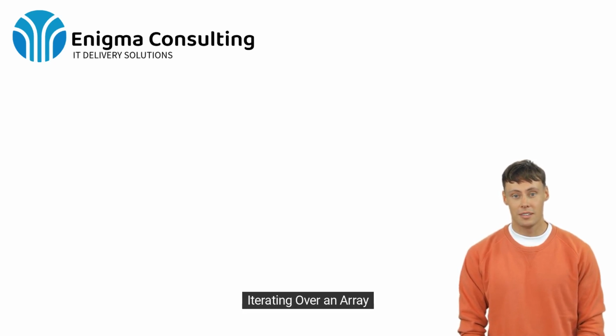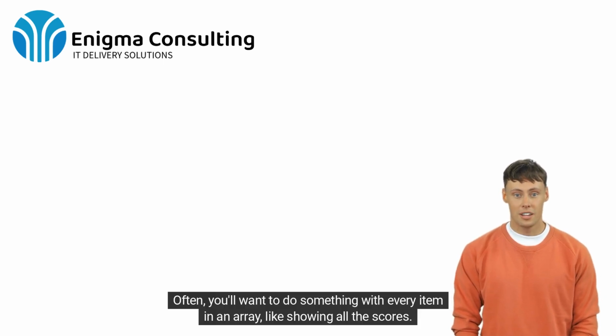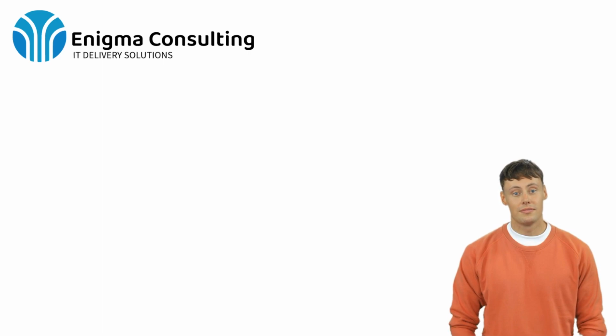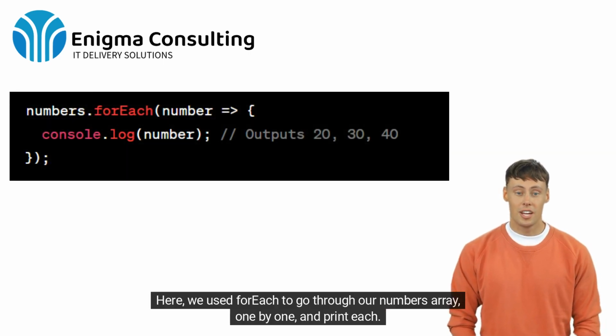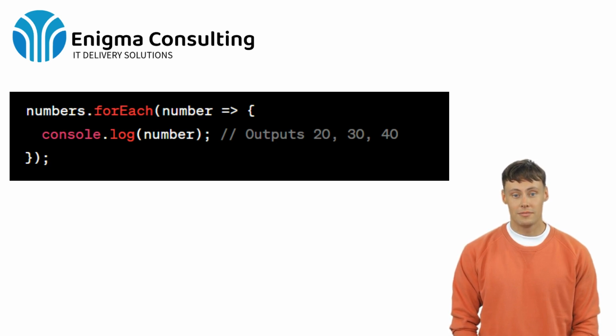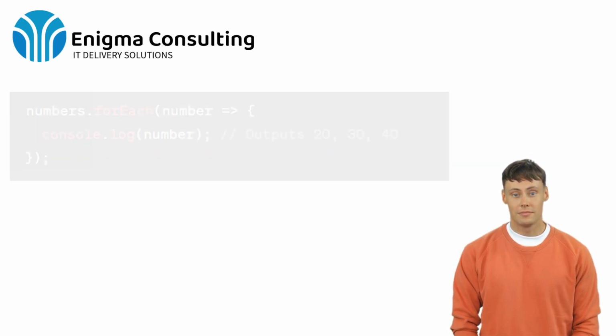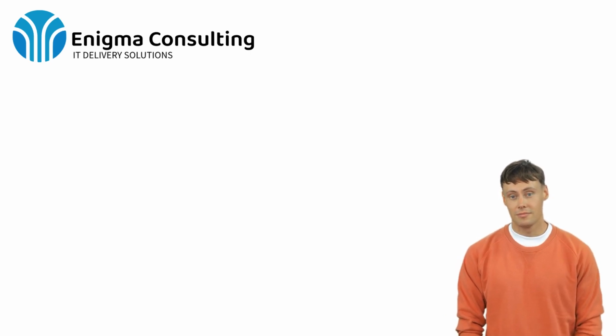Iterating over an array. Often, you'll want to do something with every item in an array, like showing all the scores. Here, we used forEach to go through our numbers array, one by one, and print each. I'll pause here so you can review. This is a powerful way to apply a single action, like a discount, to every item in an array, like every product in a shopping cart.